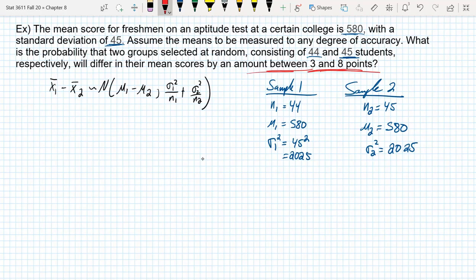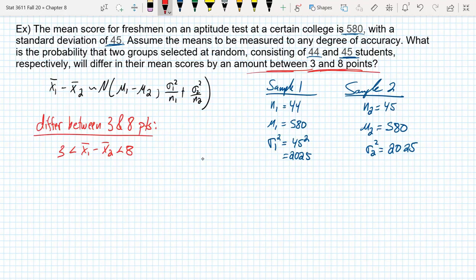If I take sample 1 and sample 2, like I have here, differing by an amount between 3 and 8 points, let me write this as follows. Differing between 3 and 8 points. So that would be something like this: x1 bar minus x2 bar between 3 and 8. So I would be looking at 3 and 8, between 3 and 8, right there.